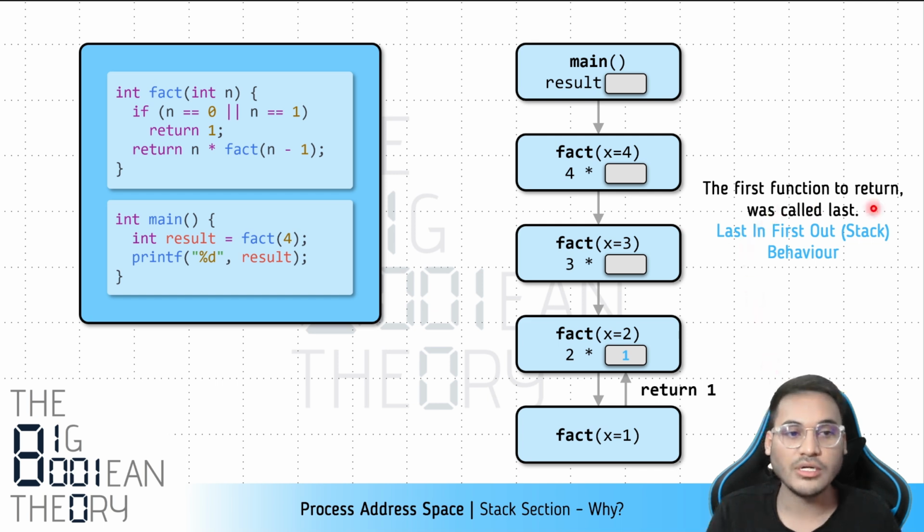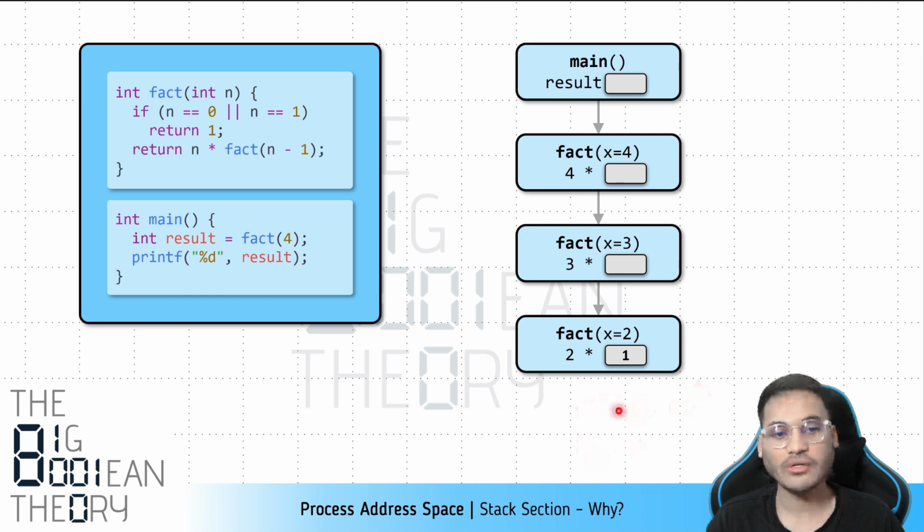The first function to return was called last. Last in, first out behavior. This is exactly similar to how a stack data structure behaves. If you see this chain of functions, fact of x equals 1 was called last and it is returning first. And the same will happen for all of these function calls. So let us return through the entire sequence.